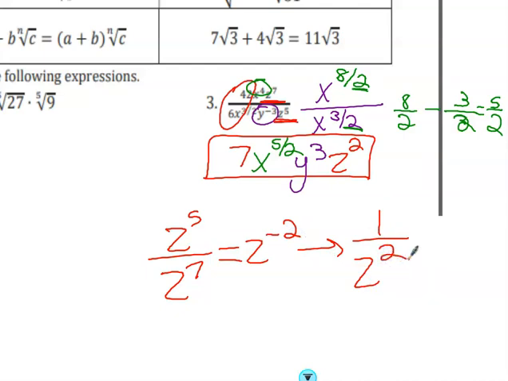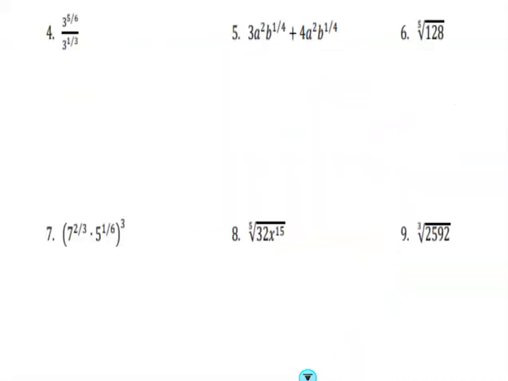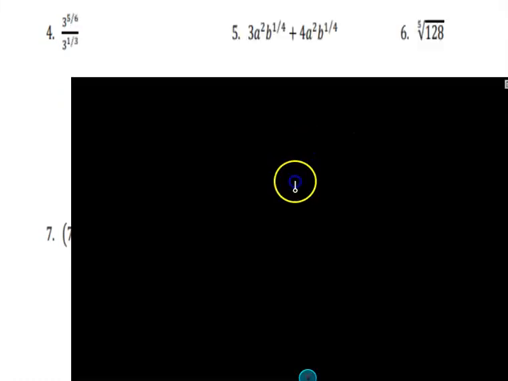All right, so how I try to do it is, okay, what do they have in common? They have 5 in common. What's left over? 2. So z to the 2nd is in the denominator. Okay? All right, moving right along. So 4, 5, and 6, let's work on those.